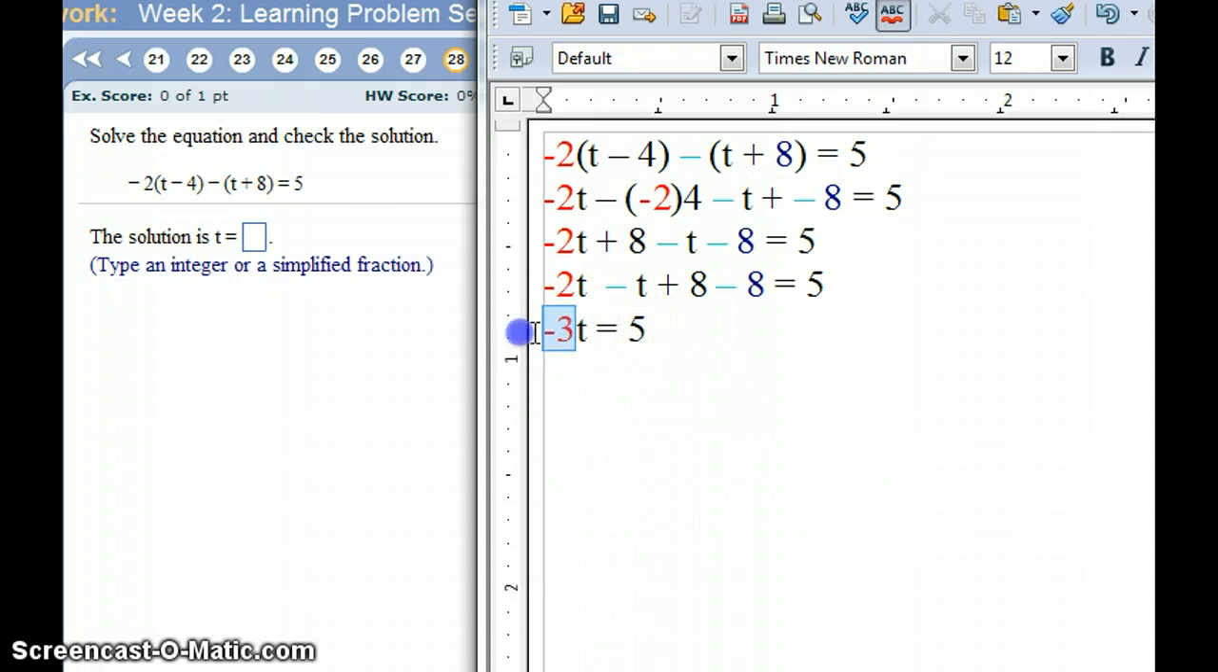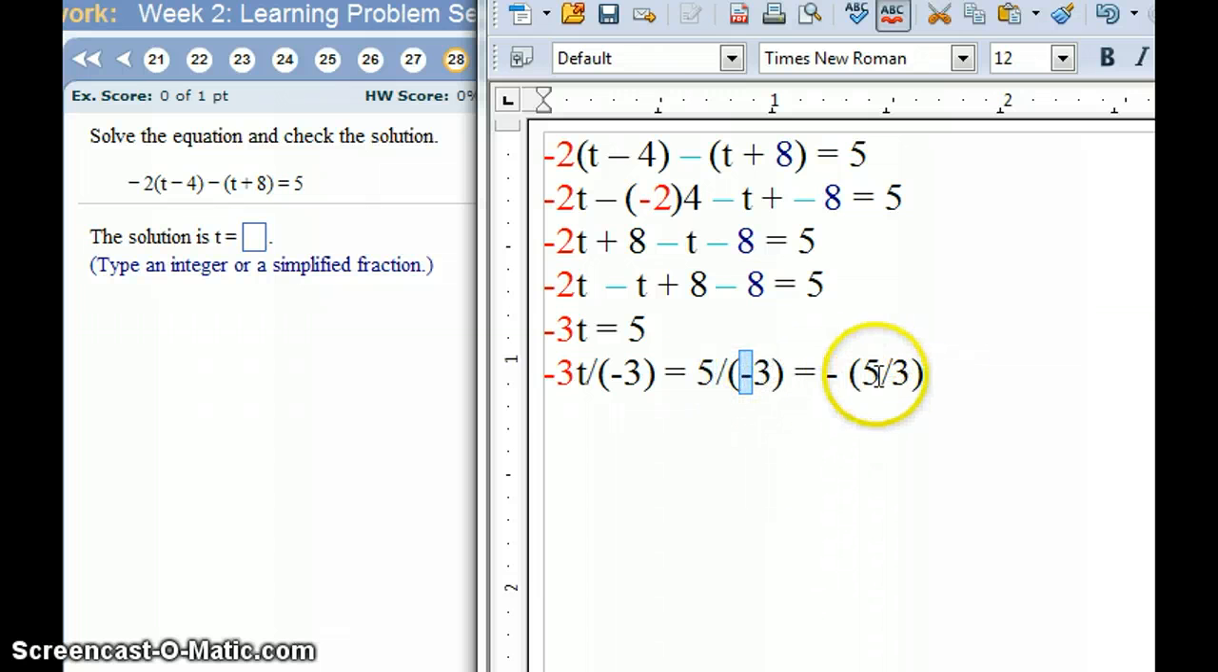I've got negative 3 times t, so I need to use the inverse operation, division, on both sides in order to solve it. I would divide both sides by negative 3. If I divide this side by negative 3, the negative 3's just cancel. If I divide this side by negative 3, I can pull the negative out to the front and have negative 5 over 3. And over here, these negative 3's cancel, so I just have t.